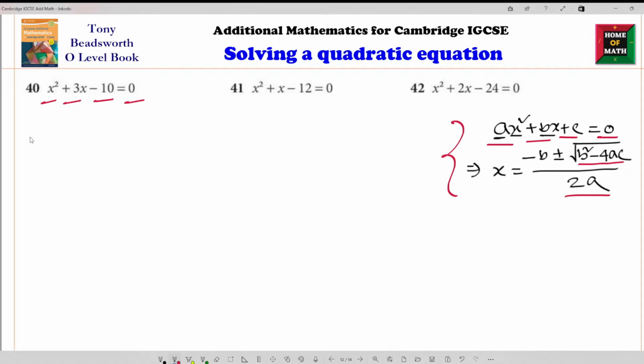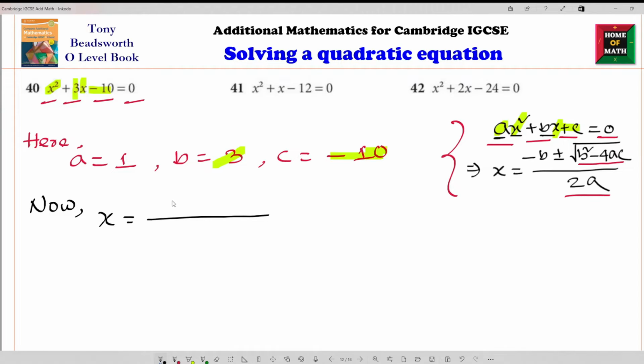So look here, a equals 1, b equals 3 and c equals minus 10. Why? Look, x squared here, the coefficient is a, therefore this is x squared, but here is no coefficient, it means 1. And similarly, here is plus c, here is minus 10, it means c equals minus 10. And bx, the coefficient of x is 3. Okay.